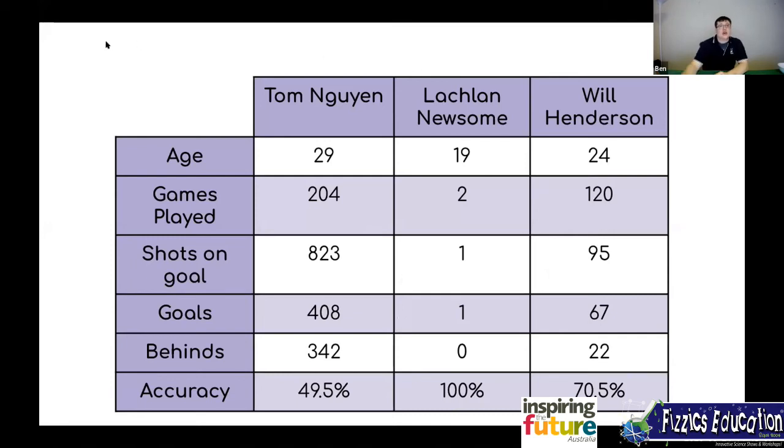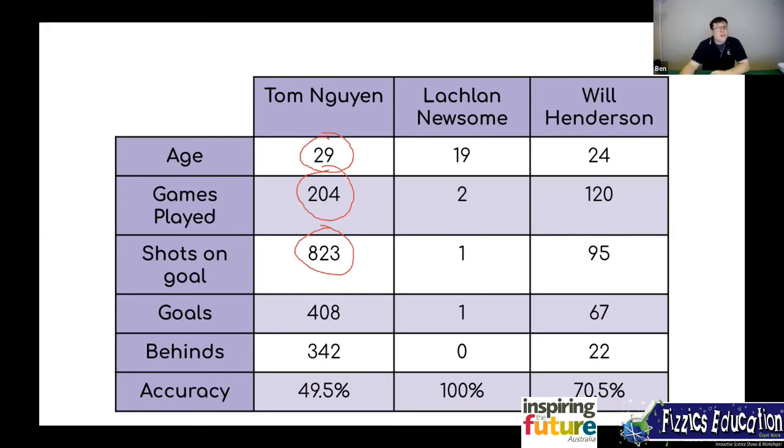So you might notice that these numbers are all really different. So which one is the right answer? Well, the right answer is there's no right answer, because different coaches or different teams will have different things they value. So Tom, for example, you'll notice, is a lot older and he's got more experience. So maybe that's what you want. Maybe you want a player that's kicked lots of goals and has lots of experience. But the problem with being 29 is he might only be able to play football for 2 or 3 more years. So is that worth it?